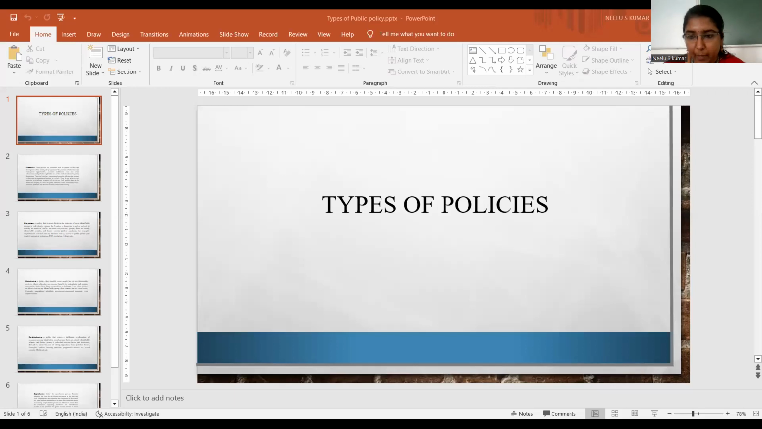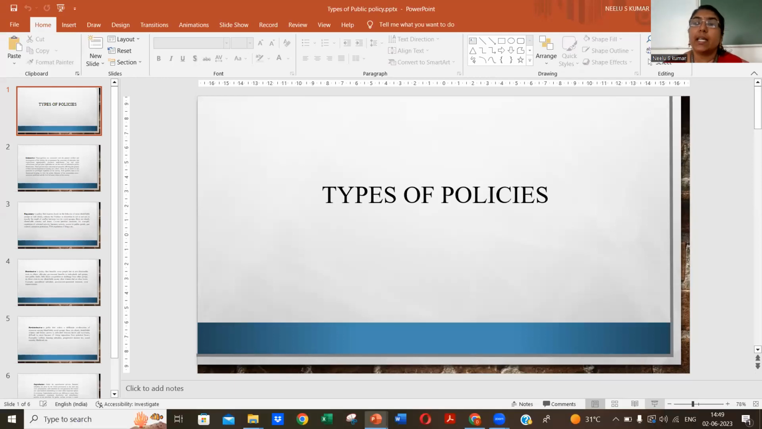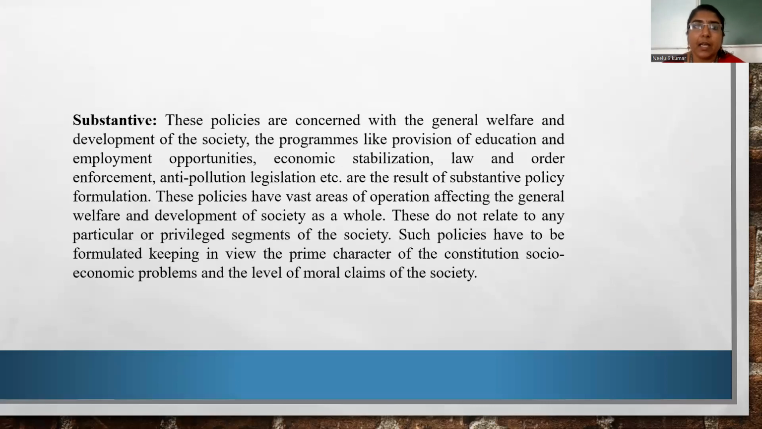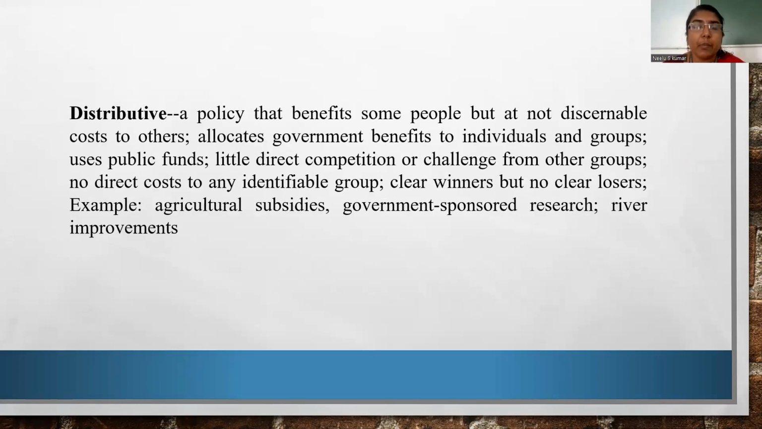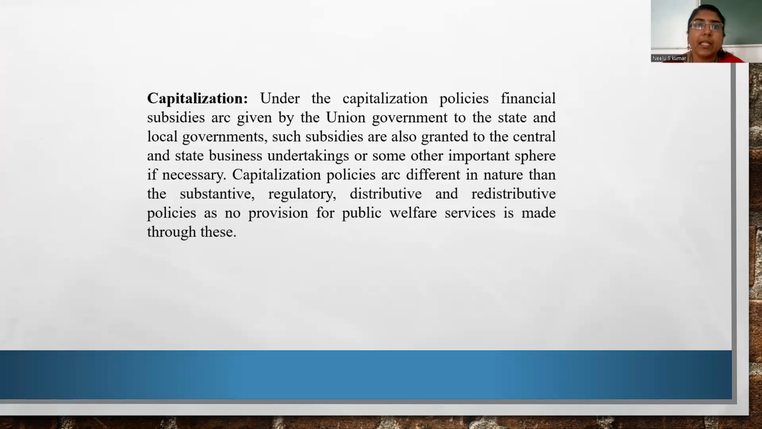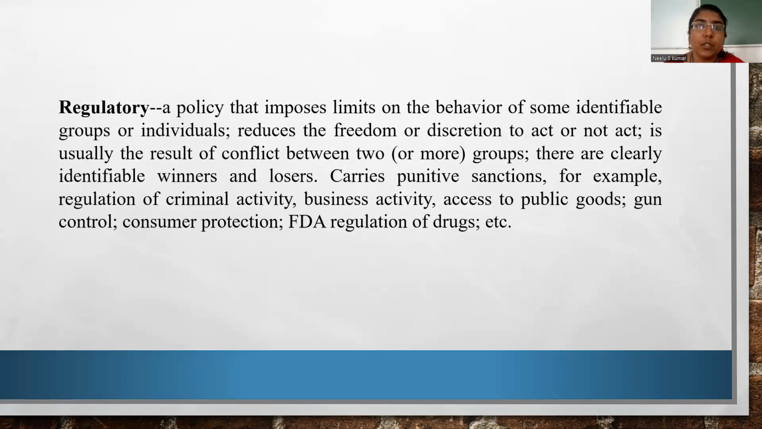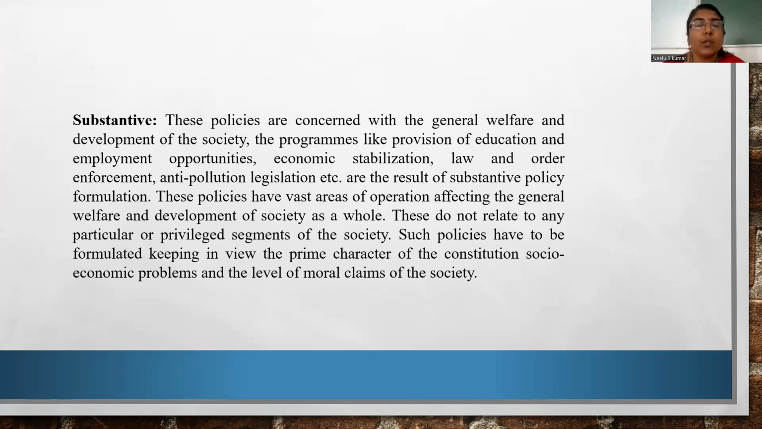Today, we are going to discuss the types of public policy. In the previous class, we discussed what public policies are and how they work in the economics of public policies. Today, let's see the types of public policies. There are different types of public policy, like substantive public policy, regulatory public policy, distributory public policy, redistributory public policy, then the capitalization of public policies. And there are so many other types of public policy also. The major five are these. So let's see these major five public policies one by one.